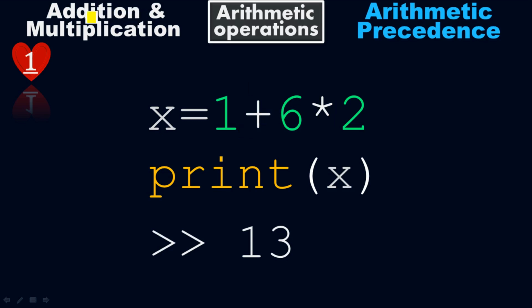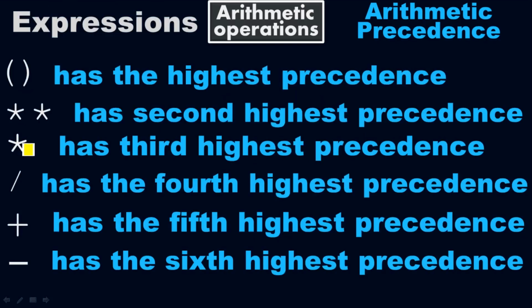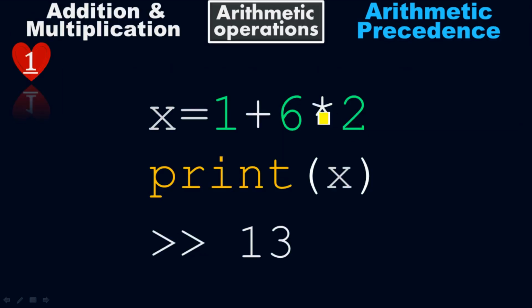Because we are only talking about the addition and multiplication operators, we have only used these two. Within these two, which has the highest precedence? Obviously, multiplication has the highest precedence. We need to solve the multiplication part first, and then the addition part, because remember, multiplication has the third highest precedence, whereas addition has the fifth highest precedence. So multiplication comes first and then addition here.